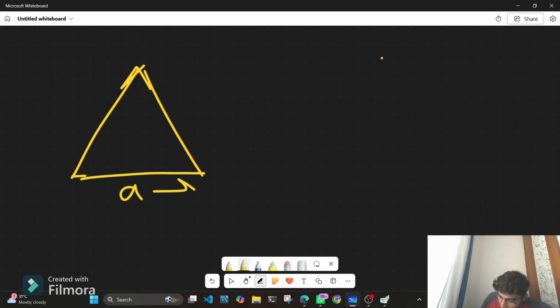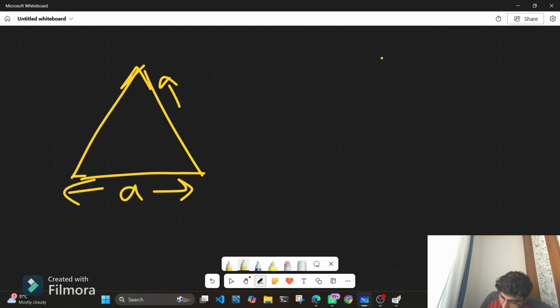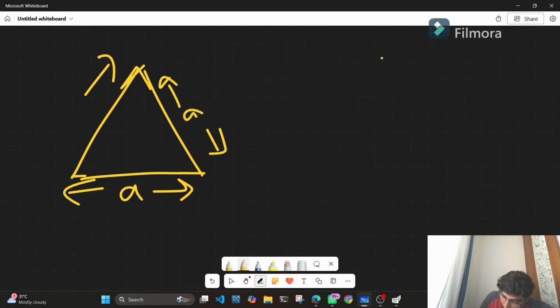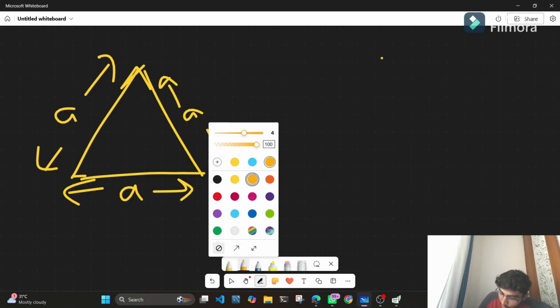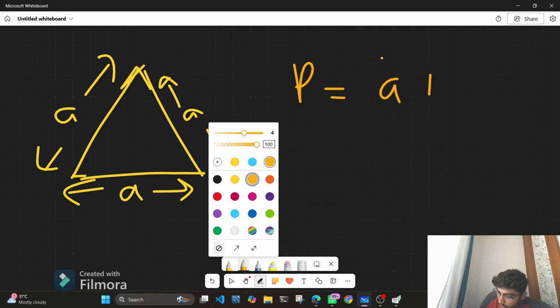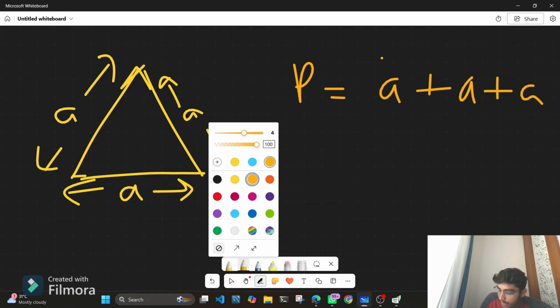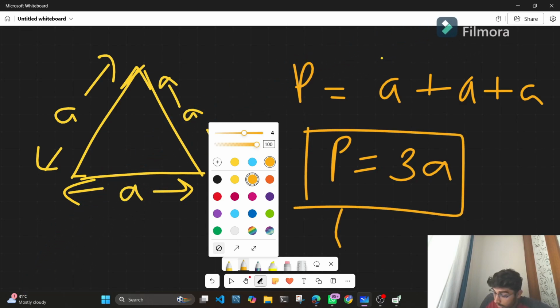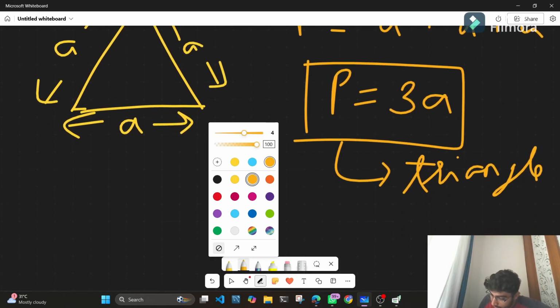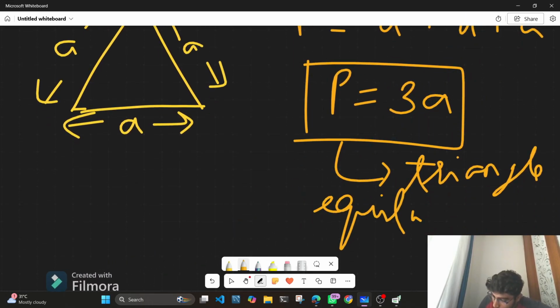Next up, we have an equilateral triangle. You know that for an equilateral triangle, all the sides are equal. Let's say A, A, and A. So if we say the perimeter is the summation of all the sides, then P is equal to 3A. So this is the perimeter for a triangle, or typically we can say, for an equilateral triangle.